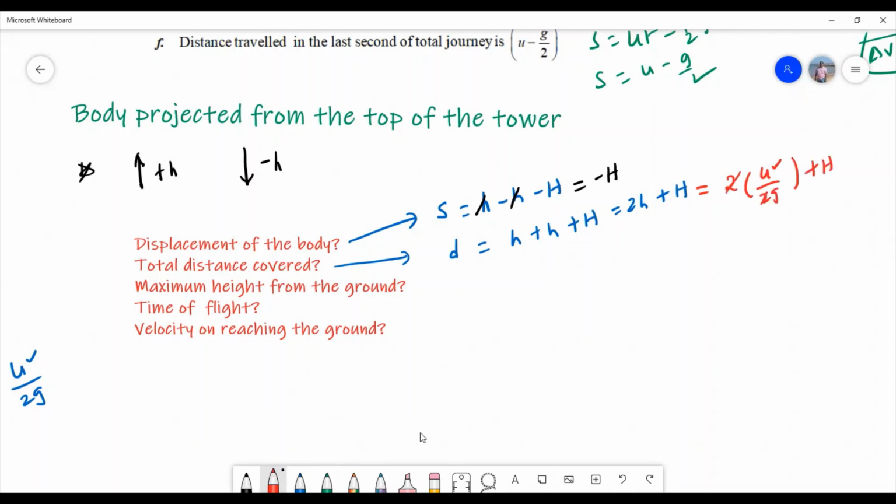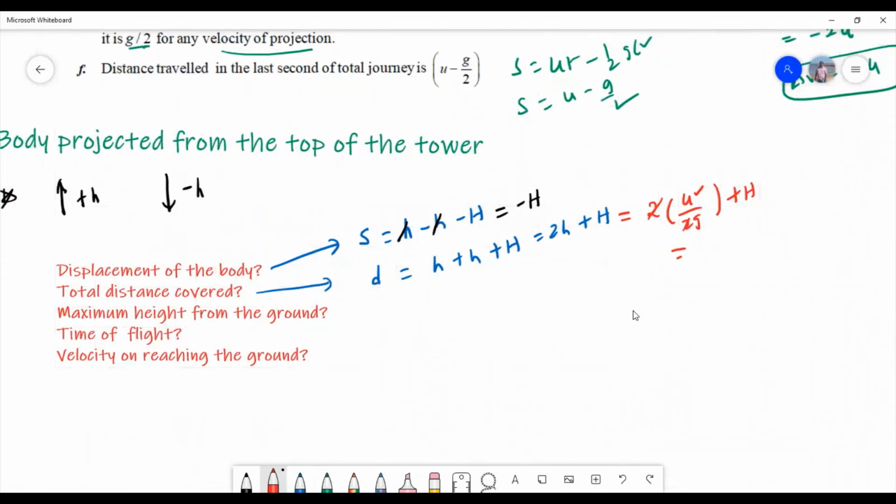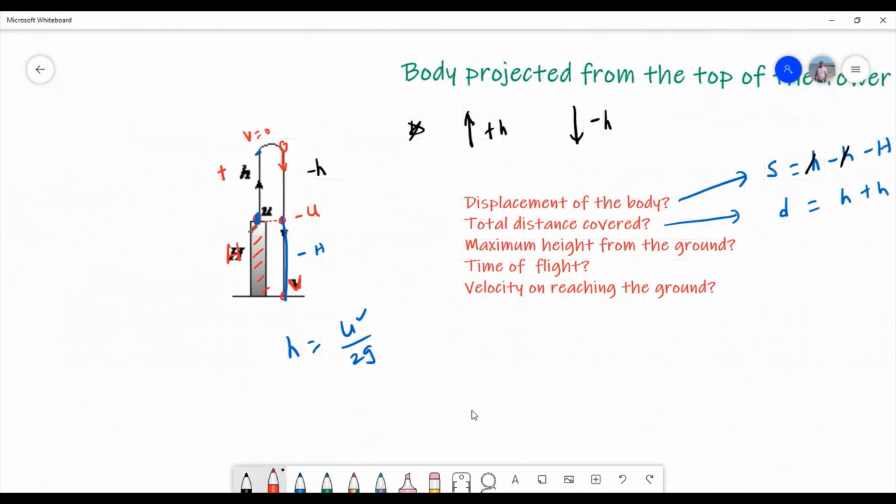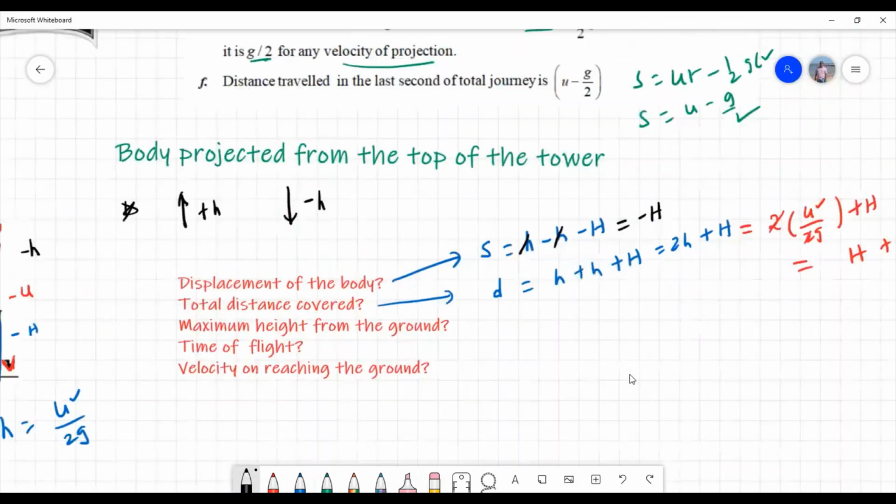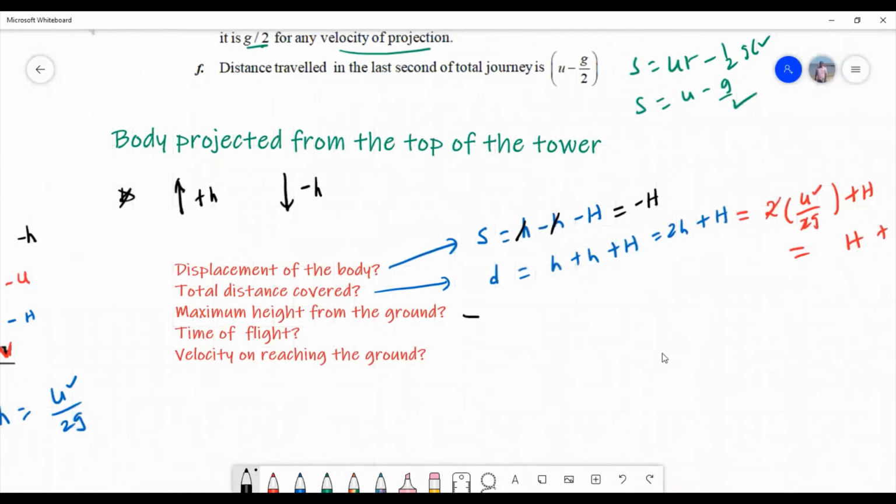These two cancel. Ultimately, I can write the total distance is also equal to h plus u square by g. Now, what is the maximum height reached from the ground? If I take this as a reference point, from here to here it is h, and again there is a small h, so h plus h. So the max height reached from the ground is h plus h, which is equal to h plus u square by 2g.